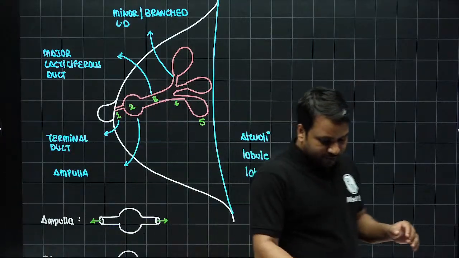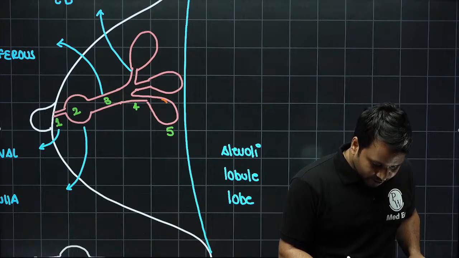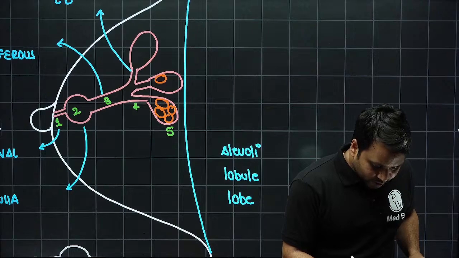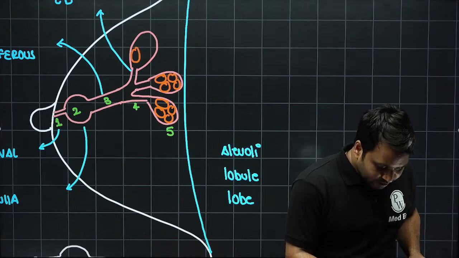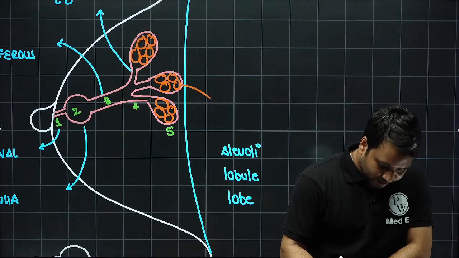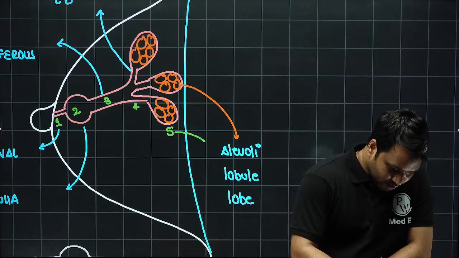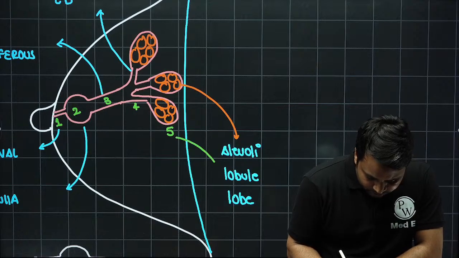Now, if you go deeper into this, you will see there are true secretory organelles present. The true secretory organelles present inside this are what we call alveoli. The collection of alveoli is what we call the lobule. So structure number 5 is actually a lobule.